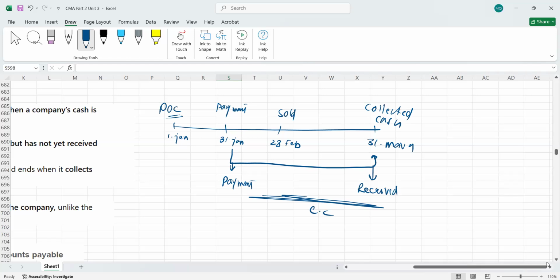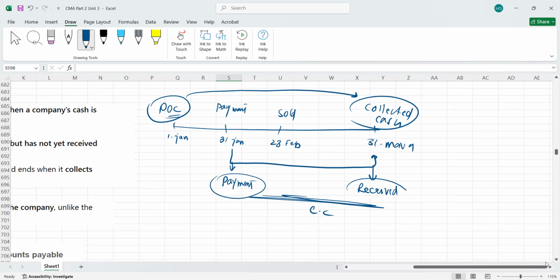In operating cycle it was the difference of these 2 points, from date of purchase till the collection of cash. That was operating cycle. Now, in cash cycle, I'll tell you the concept later, I'm telling you first the calculation point of view. It's a difference between 2 points: the point when you made the payment and the point when you received the cash. The difference between these 2 points is called cash cycle or cash conversion cycle.